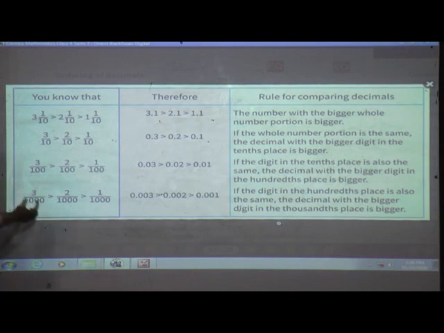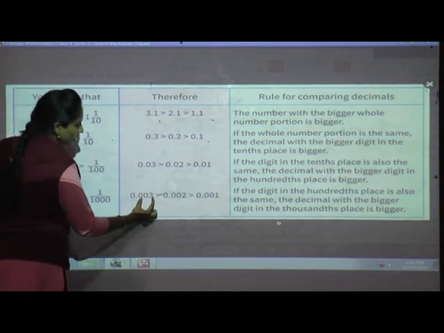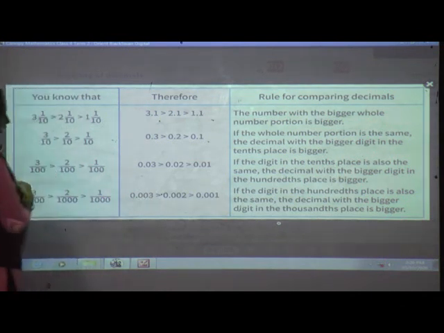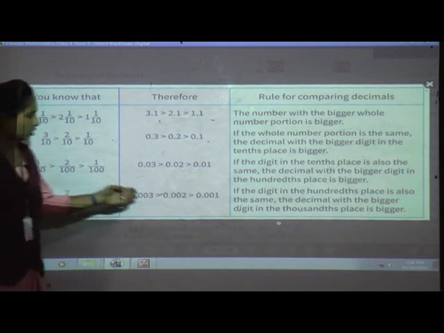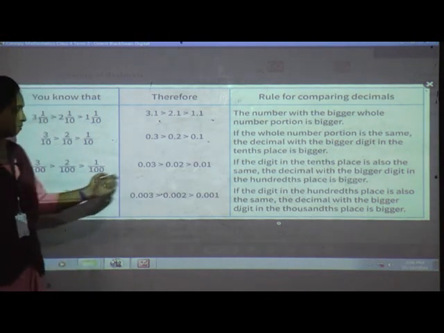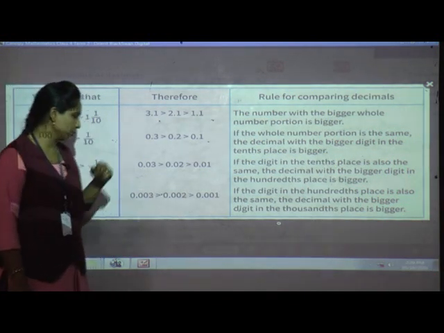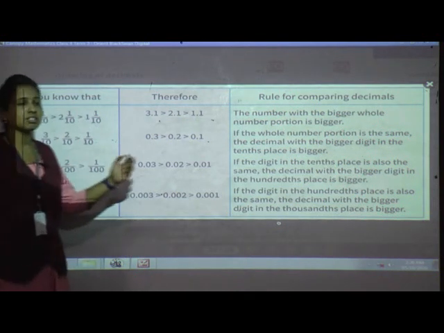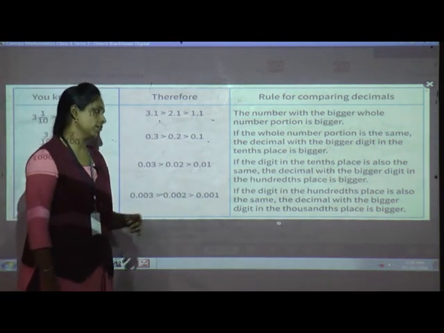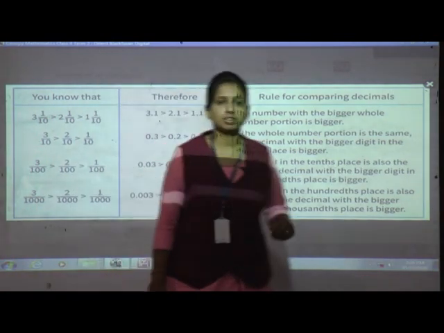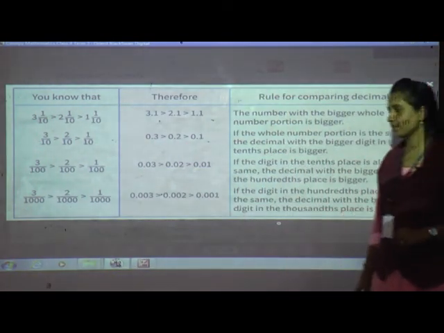0.003. See, 3 zeros are there. So we have to give the decimal point after 3 digits. And 2 upon 1000 means 0.002. 1 upon 1000 means 0.001. So how can we compare in this way now if the numbers are there?